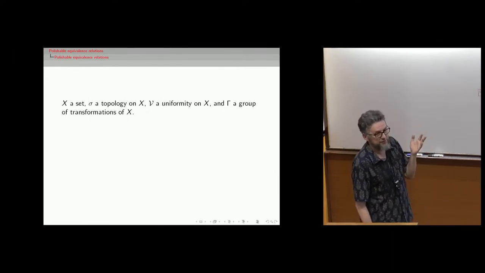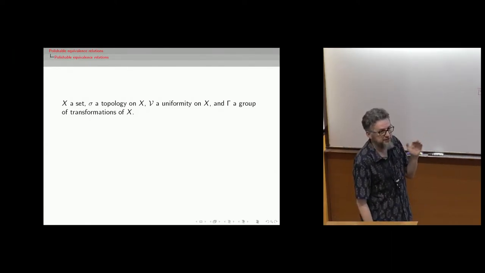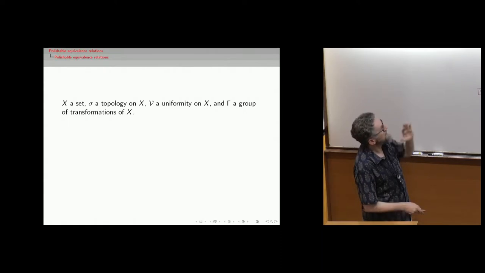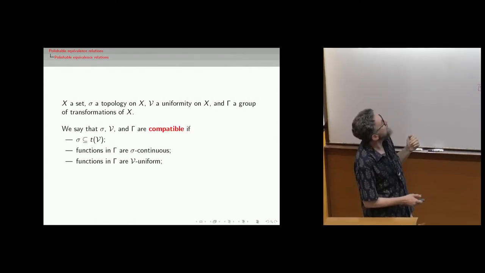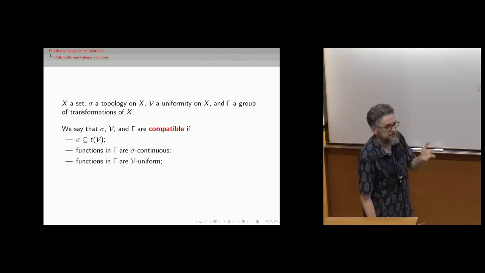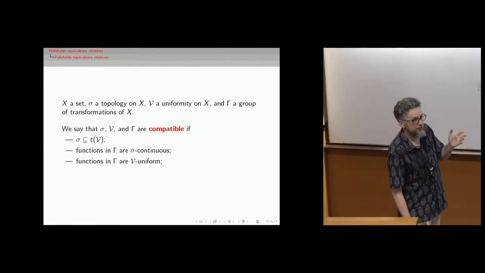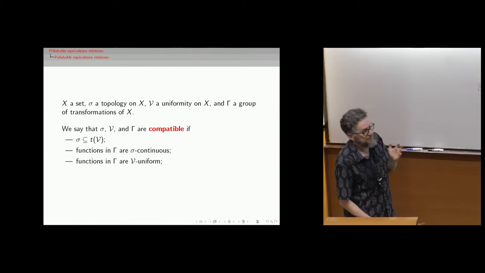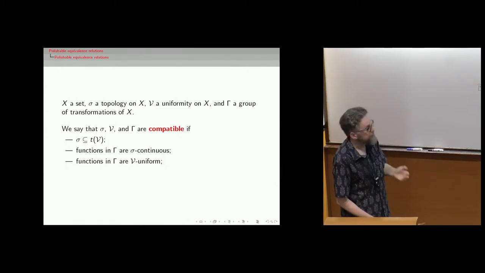And they will interact with each other. So I want to set it up so that I'll just have one word for the whole setup. We'll call sigma, V, and gamma compatible if they respect each other. All these conditions are essentially always satisfied, easy to check.